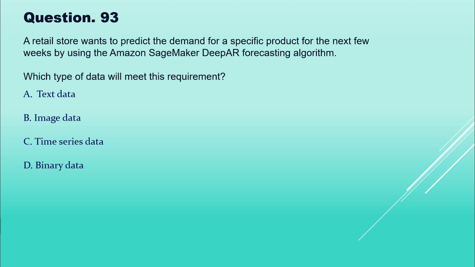And the correct answer here will be option C. Time series data. Because Amazon SageMaker DeepAR forecasting algorithm is specifically designed for time series forecasting, where the goal is to predict future values based on historical data. So option C, time series data, is the correct answer here.